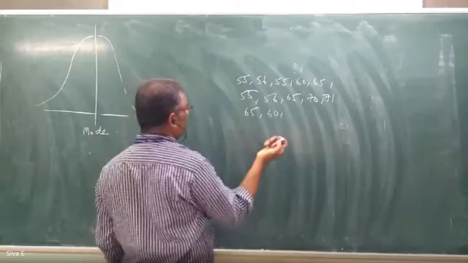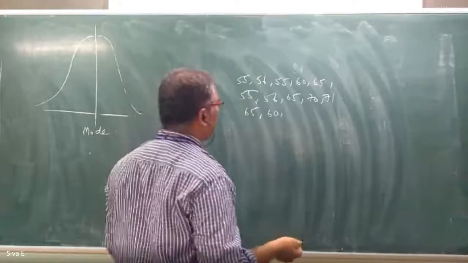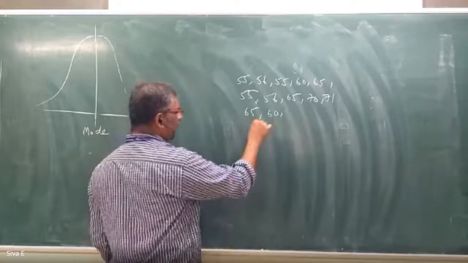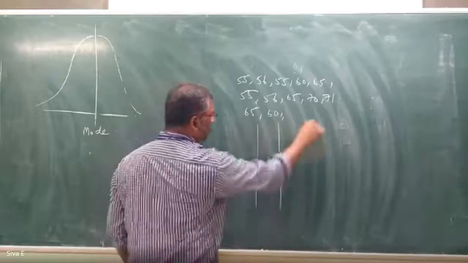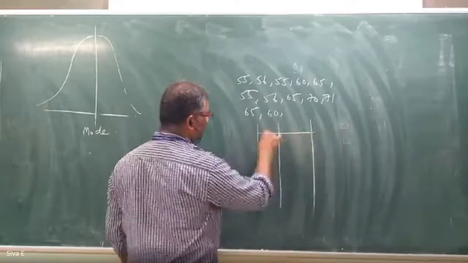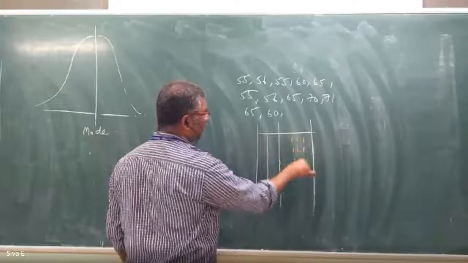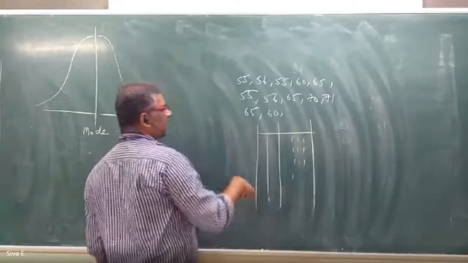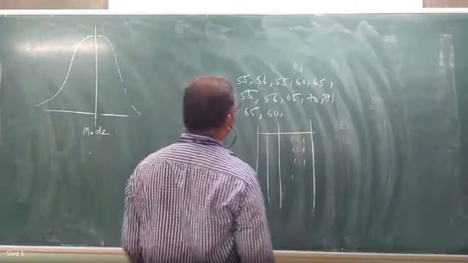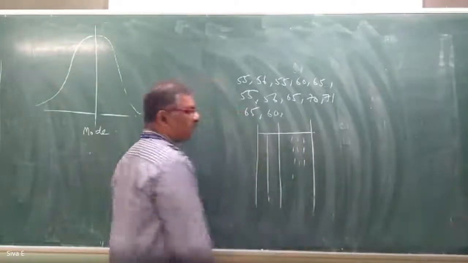In such a case you can collect any number of items. From this you can find how many times each value occurs. You have to write all the values, then put a tick mark for each occurrence. The value which occurs the maximum number of times, you can take that as the mode.